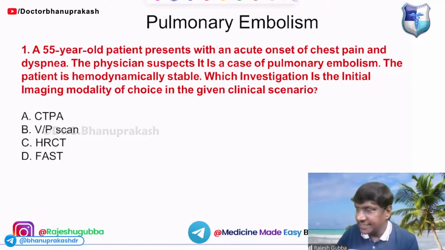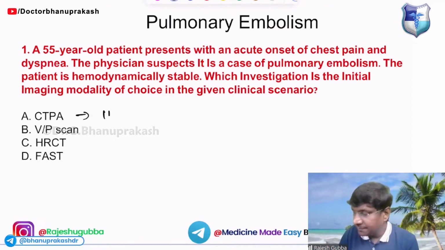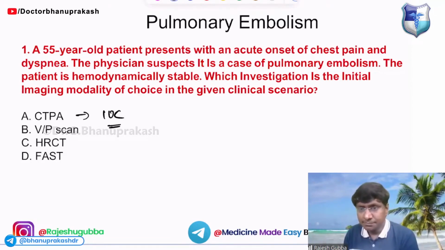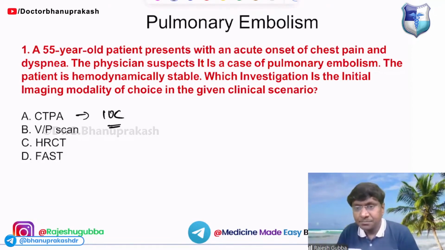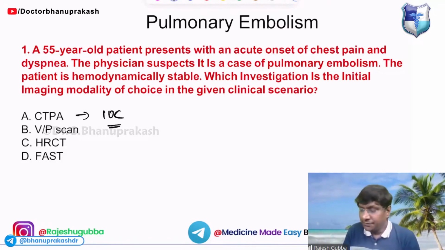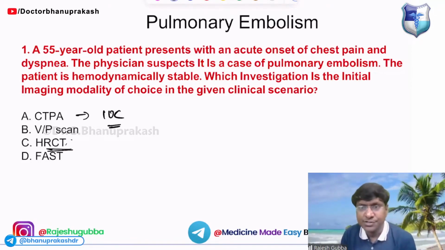Very good. So the investigation of choice in patients with hemodynamically stable pulmonary embolism will be CTPA, that is computed tomography pulmonary angiography, right? That is the initial imaging modality of choice for stable patients. And next important, you have to understand that pulmonary angiography is an invasive procedure, whereas your HRCT is a non-invasive procedure.